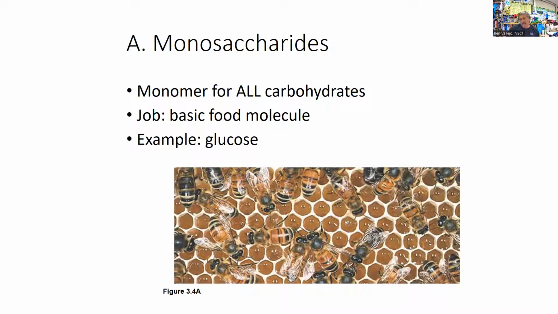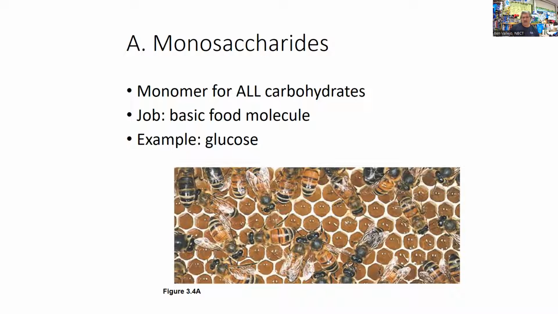If you take a look at a picture, there are some honeybees, and you can see the honeycombs there in their hive, and you can see that there's honey in the combs. The honey is made of glucose. It's a very high energy source. It's a basic food molecule, not just for bees, but for people as well. Also, monosaccharides make up all carbohydrates.